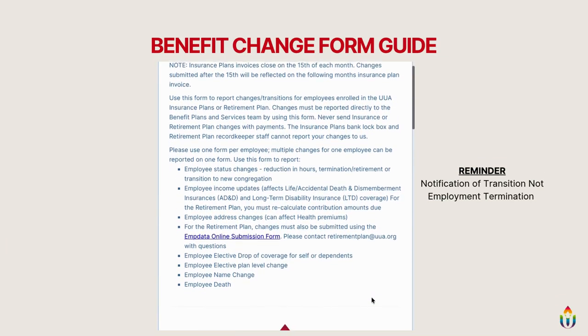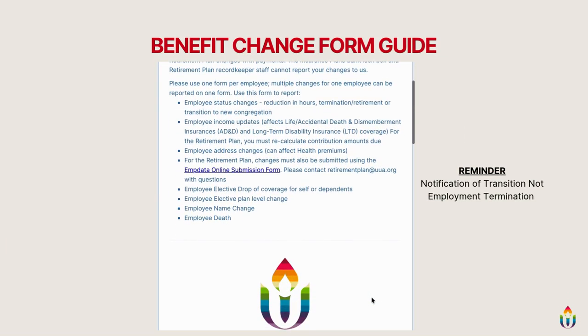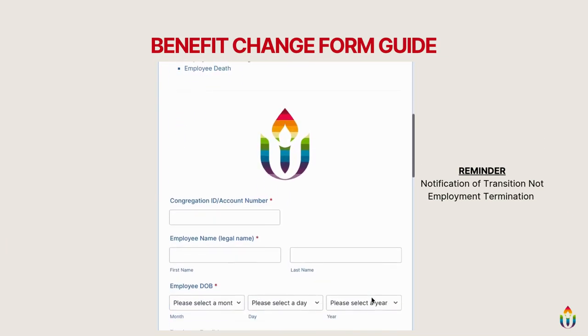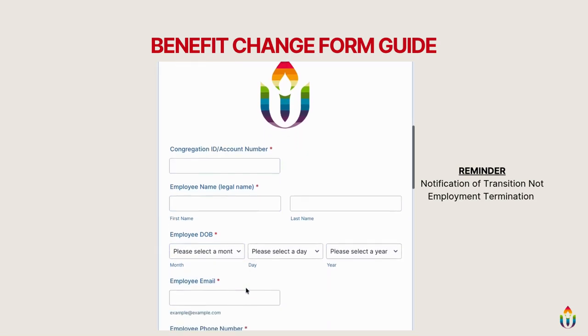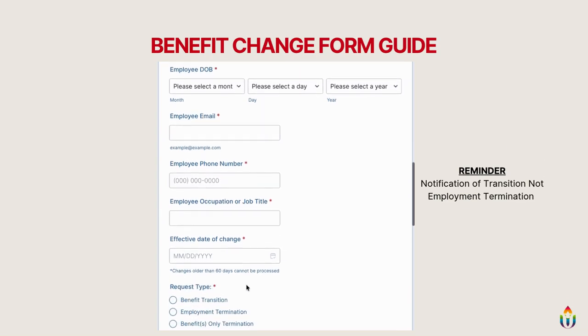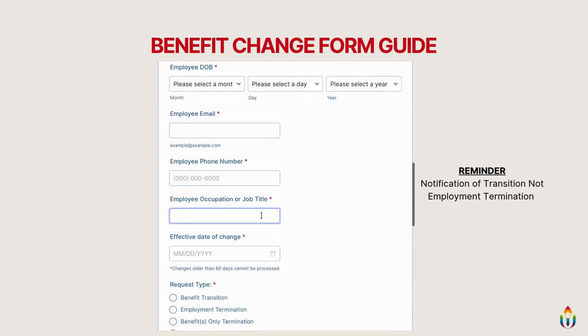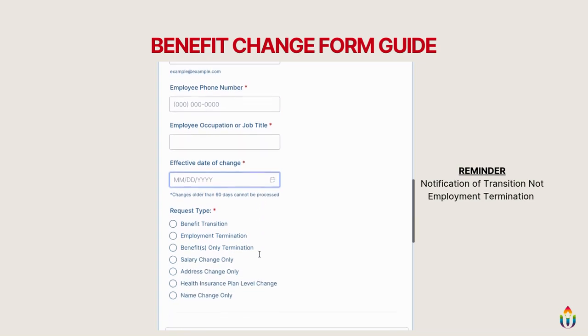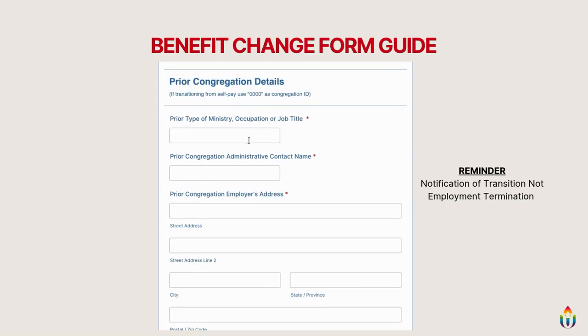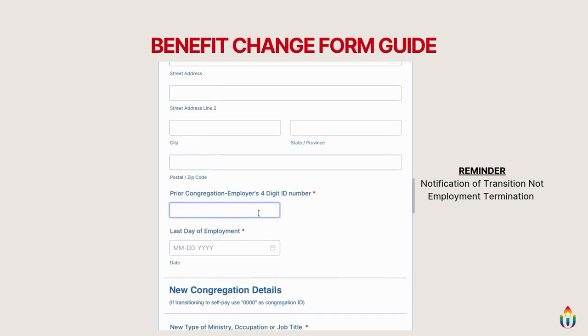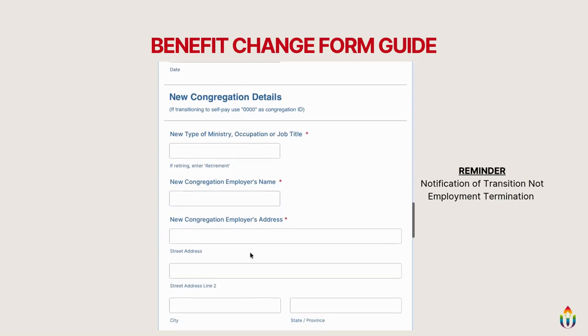Here we have our benefit change form. To begin, you'll put your congregation ID, employee's first and last name, the employee's date of birth, email, phone number, occupation, the effective date of change, and then for the request type, you'll select benefit transition. Next, you'll insert the prior congregation's details, the last day that the employee will be enrolled at that congregation, and the new congregation that the employee will be transitioning to.